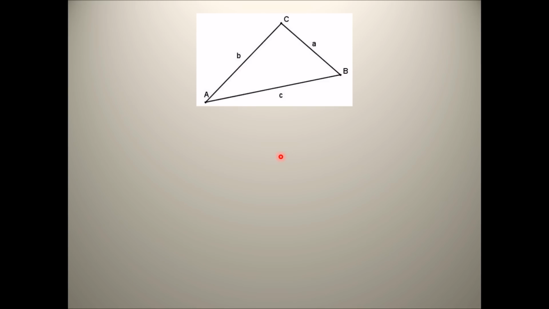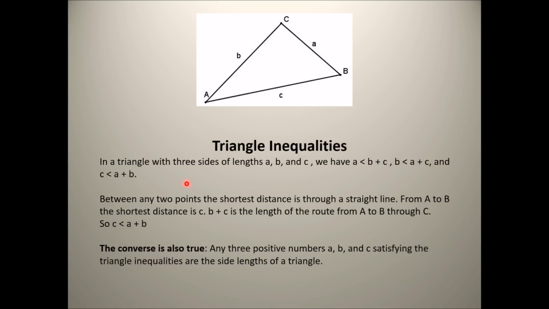Now, before we begin to talk about the solution to last time's challenging question, we need to talk about triangle inequalities. So, the gist is, in a triangle with three sides of lengths A, B, and C, as shown in the picture here, A is going to be less than B plus C, B is going to be less than A plus C, and C is going to be less than A plus B.